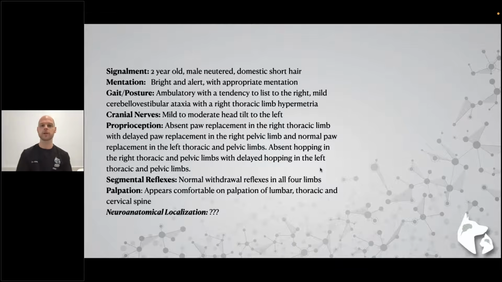It's a 2-year-old male neutered domestic shorthair, comes in bright, alert, with appropriate mentation. He's ambulatory with a tendency to list or fall to the right, mild cerebellovestibular ataxia, and a right thoracic limb hypermetria, so he's overreaching in that right thoracic limb. Cranial nerves: mild to moderate head tilt to the left. Absent paw replacement in the right thoracic limb with delayed paw replacement in the right pelvic limb, and normal paw replacement in the left thoracic and pelvic limbs. Absent hopping in the right pelvic limb with delayed in the left. Normal withdrawal reflexes, and he appears comfortable.